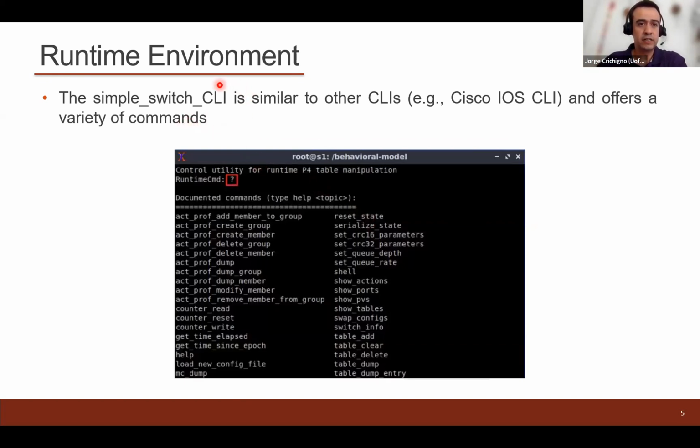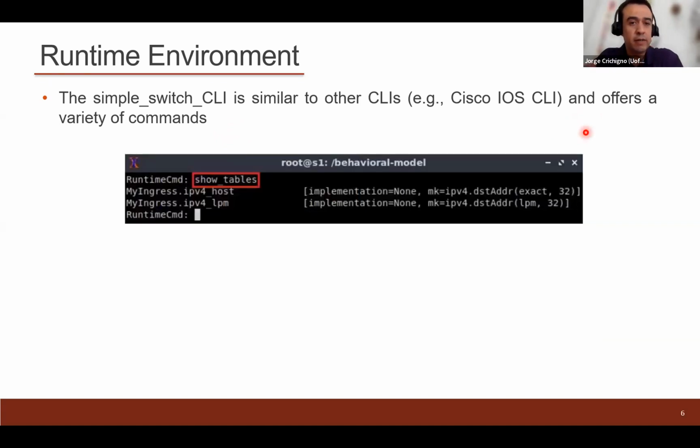How does a simple switch CLI look? Again, it's just a command line interface. There are some commands available. If we want a little bit of help, the question mark provides a list of all the commands available. And there is also more help, for example, auto-completion, similar to Cisco IOS. If we want to look at the tables that are in the data plane, here we have an example, show tables. There are 2 tables, and some information about the tables.